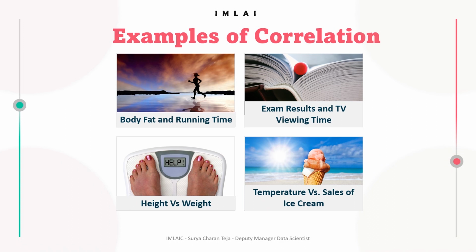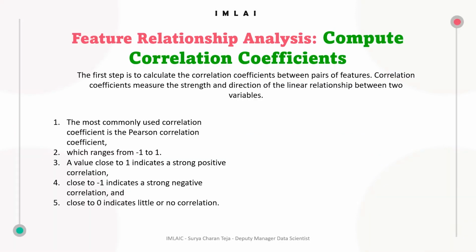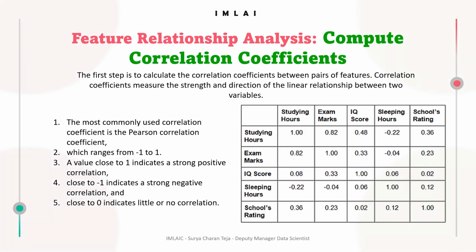Now let's try to find out the correlation between various features, and this is computing correlation coefficients. As we have discussed earlier, the first step in feature relationship analysis is to calculate the correlation coefficients between pairs of features. Correlation coefficients measure the strength and direction of the linear relationship between two variables. The most commonly used correlation coefficient is the Pearson correlation coefficient.